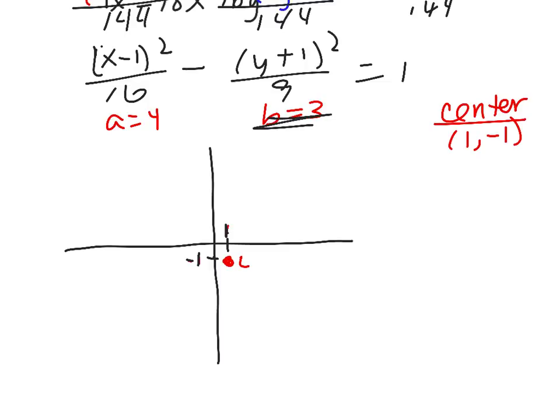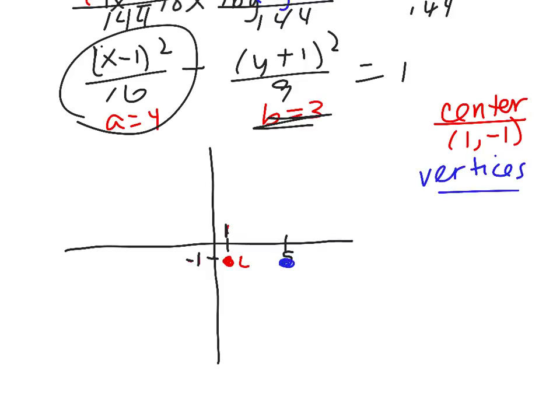Since this is underneath the x, we're going to go left, right. So I'm going to go to the right. 4 is going to put me at 5. So one of my vertices is 5, negative 1. And I'm going to go to the left. 4 is going to put me at negative 3. So that's negative 3, negative 1.